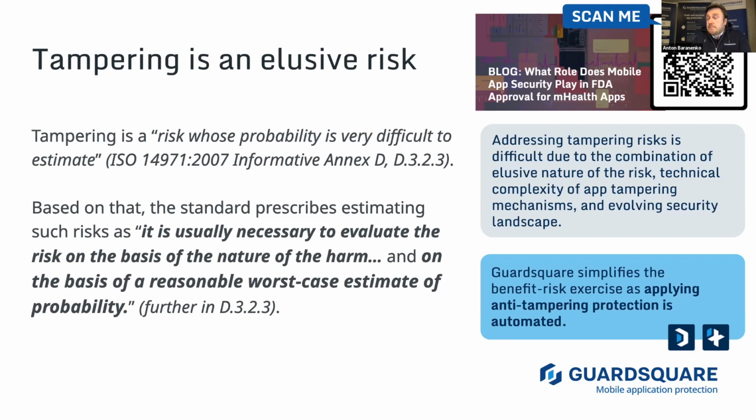So the ISO 14971 literally acknowledges that tampering is a risk whose probability is very difficult to estimate. And based on that, it's usually necessary to evaluate the risk on the basis of the nature of the harm, so the things that we saw on the previous slide, and then based on the worst-case estimation of probability.